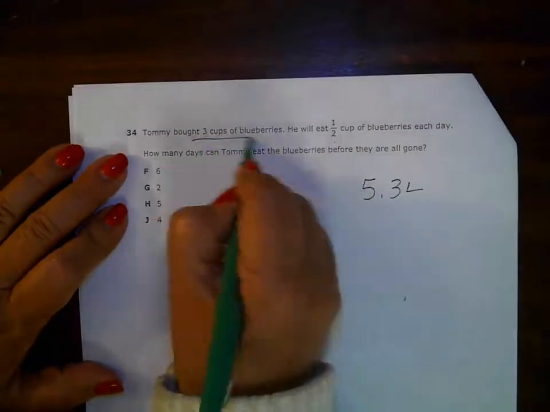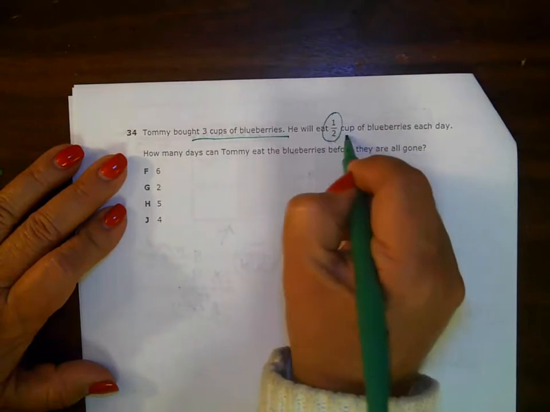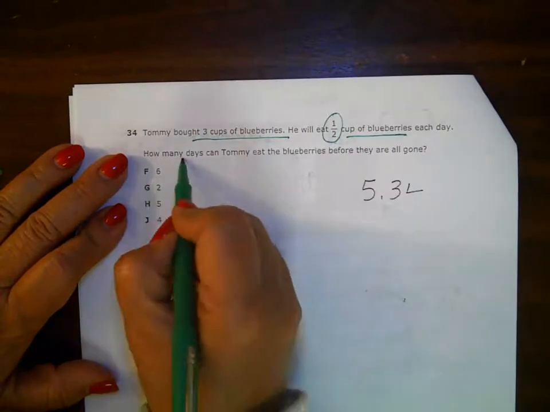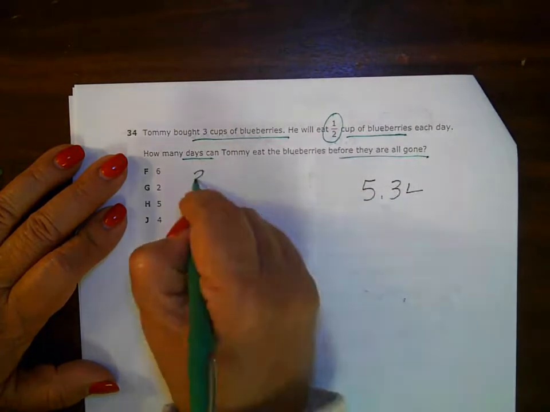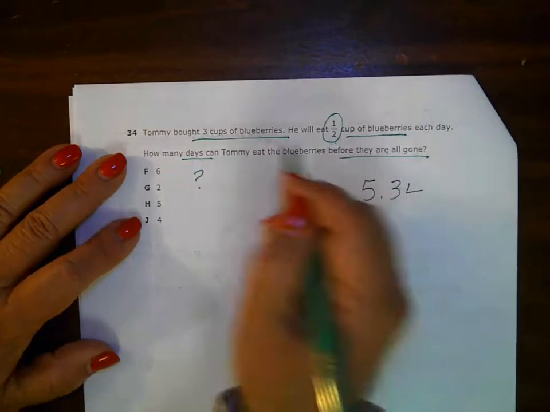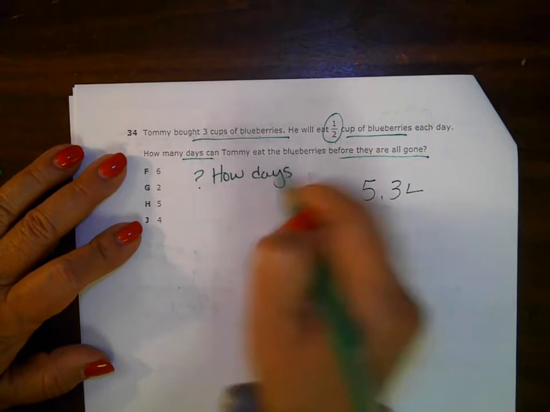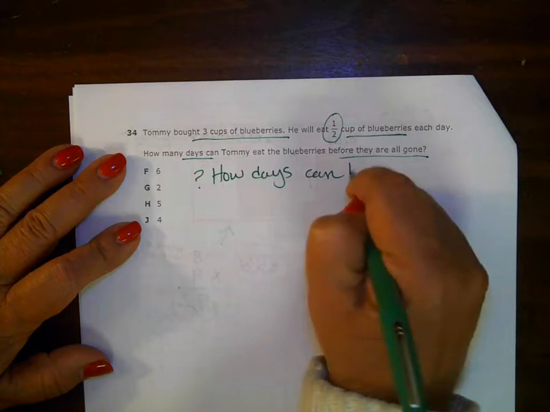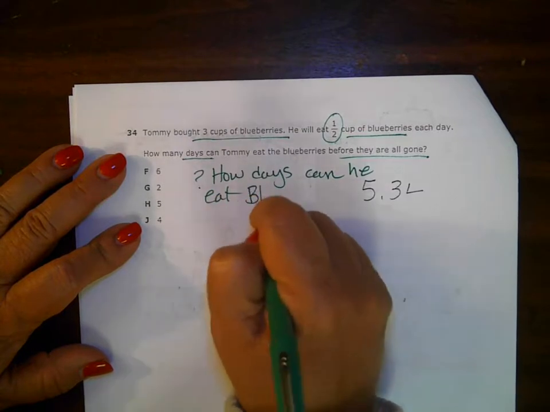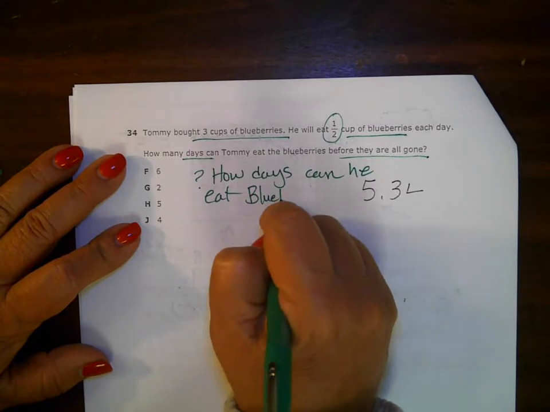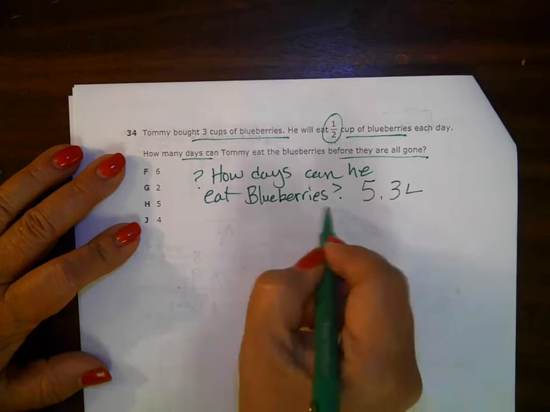Tommy bought 3 cups of blueberries. Oh, yum. He will eat a half a cup of berries each day. How many days can Tommy eat blueberries before they're all gone? So what's my question? What does the author want me to find out? Right, how many days can he eat blueberries? I have no idea why I capitalized it, so sorry about that.